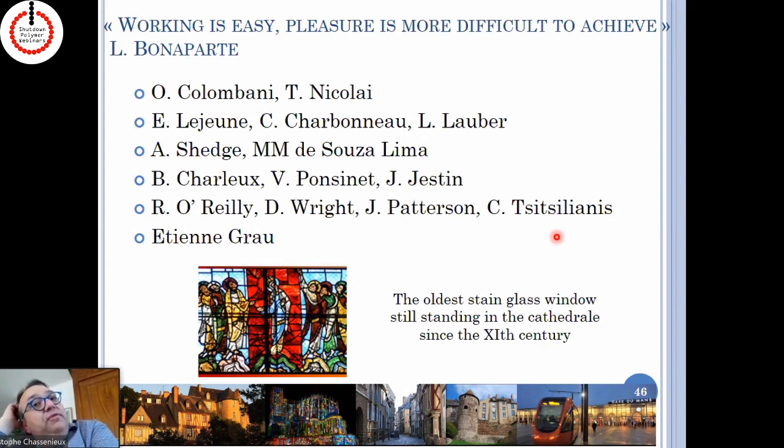And regarding all this stuff, resurrection, life and death, if you have the possibility to come to Le Mans in a more or less near future, I advise you to visit the cathedral, because inside the cathedral, you have the oldest stained glass window that stands since the 11th century, and that represents the resurrection of Christ. Here you have Mary, and you can see here maybe the feet of Christ who has decided to go to heaven.